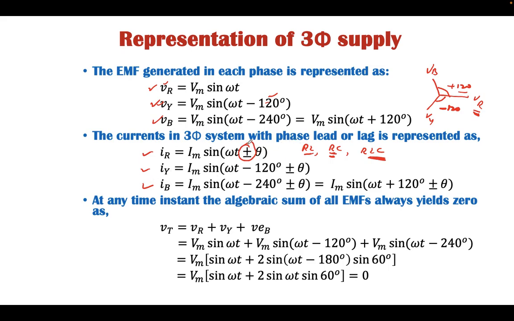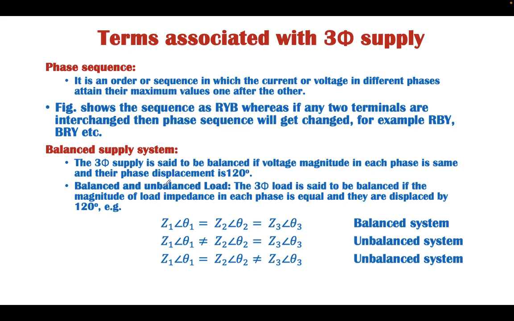Considering the generalized case, if we apply at any instant the sum of all the voltages in a circuit, Vr plus Vy plus Vb, then putting the values of Vr, Vm sin omega t, Vy, Vm sin omega t minus 120 degrees, and Vm sin omega t minus 240 degrees, and solving this trigonometrical function, the resultant value will be 0. Similarly, if we add all these three currents at one point, the resultant value of current will be 0.